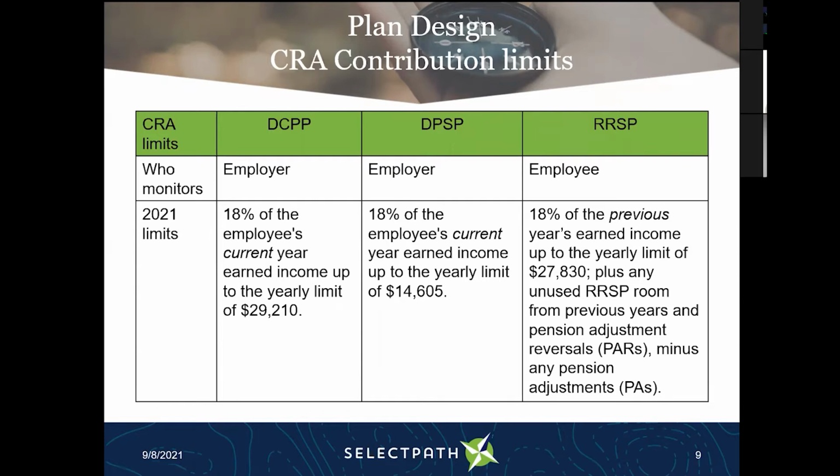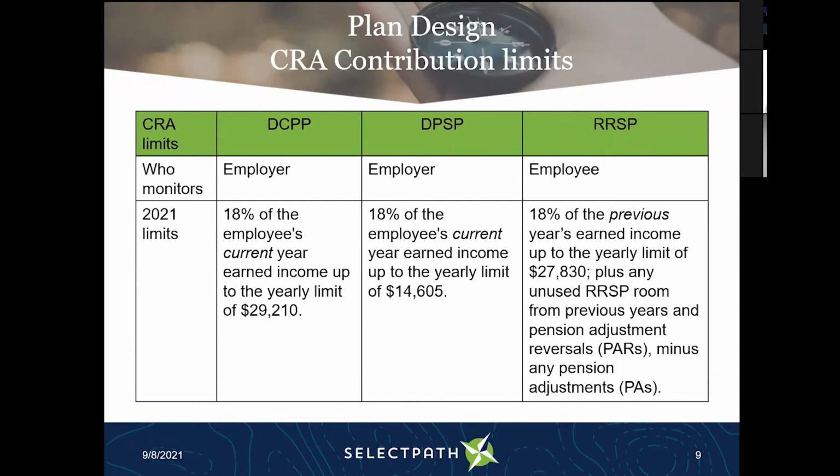So looking just specifically at what the limits are, with a defined contribution pension plan, the limit is 18% of the employee's current year's earned income, up to the yearly limit of $29,210. For a deferred profit sharing plan, it's 18% of the employee's current year earned income, up to the yearly limit of $14,605. And with RRSPs, it's 18% of the previous year's earned income, up to the yearly limit of $27,830.